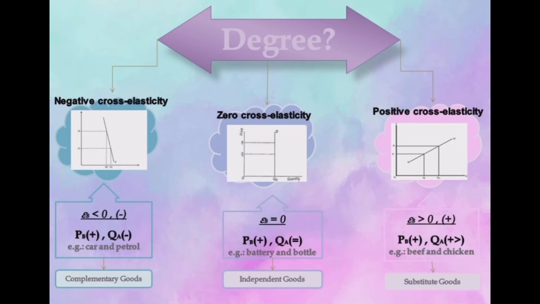In the last one, positive cross elasticity, the price of product B will increase and the quantity of product A will increase too, because the relationship between B and A is substitute goods. So both of the products will increase.